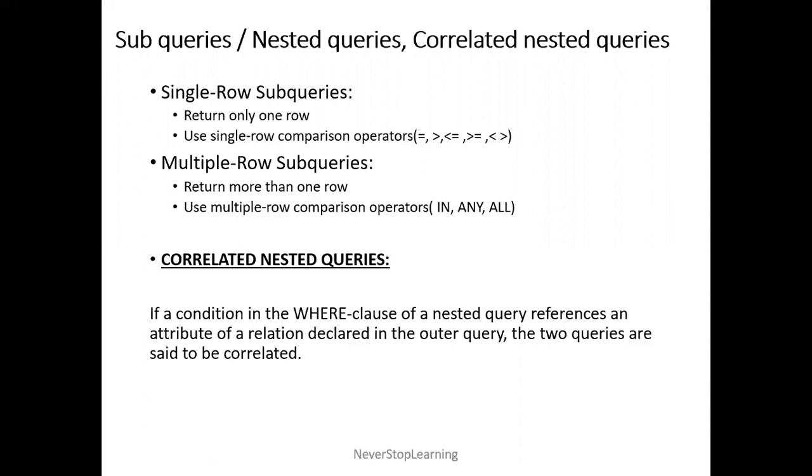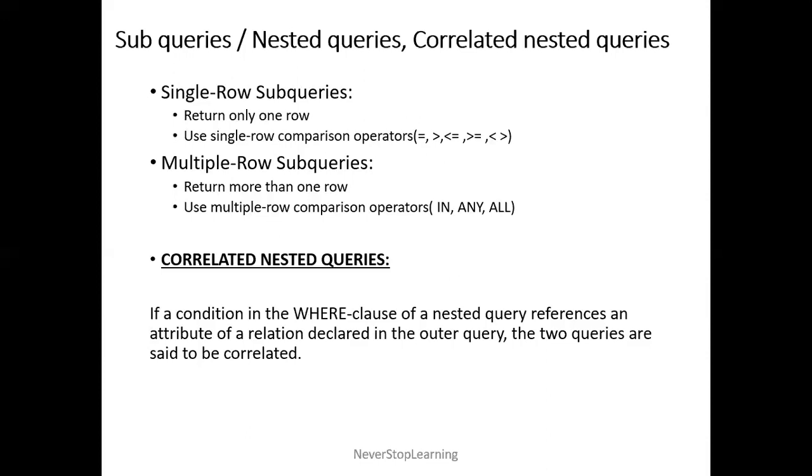Last, we have correlated nested query. If a condition in the where clause is a nested query that references an attribute of a relation declared in the outer query, then it is correlated. So we have an outer query, and inside that we have one more query, and it creates a nested query. Whenever in the nested query we have some condition which gives a reference to the outer query, then they are correlated queries.